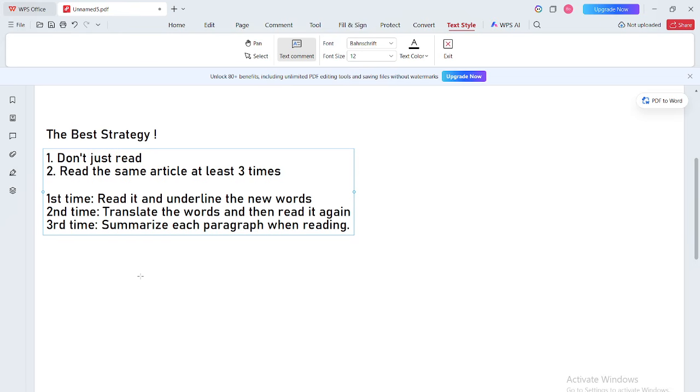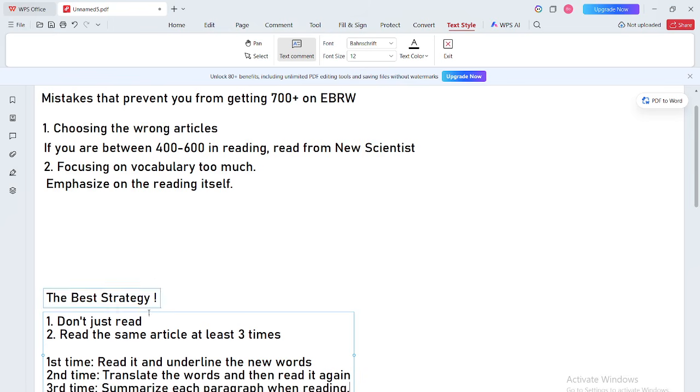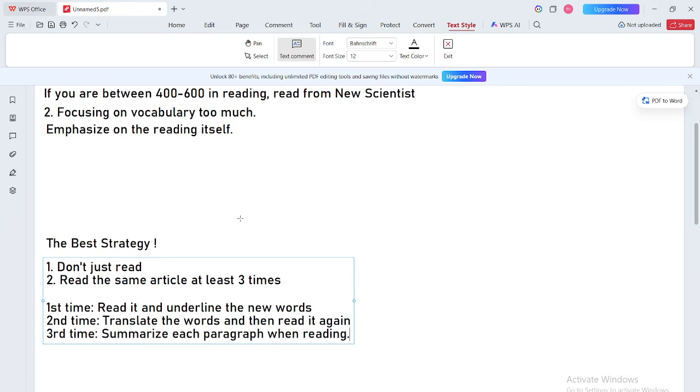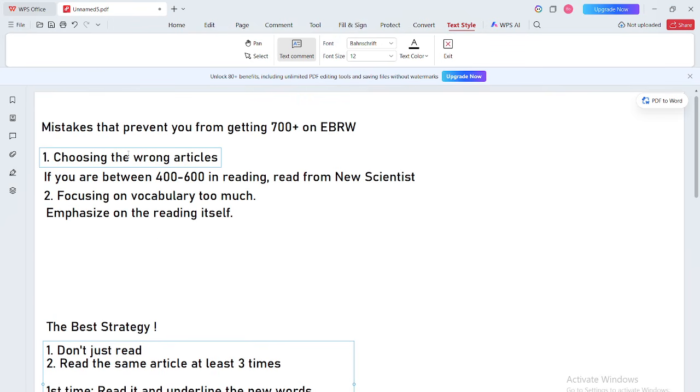Now, this is the strategy. After the third time, you will have everything clear, you will understand the purpose of the whole thing, and if you keep reading in this strategy, you'll better your reading comprehension in a faster way than just reading the article, all right? It's not the best strategy. This is the strategy that I have used for myself, and this is the best strategy. Not just reading it and then skipping the words, skipping the sentences you don't know.